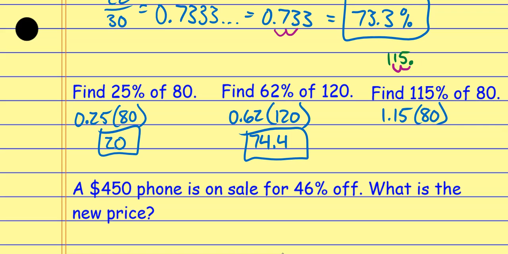Again, I want to find the percent. I just multiply that 80 times the decimal version of the percent. So on my calculator, 1.15 times the 80, that gives me a 92. Okay?